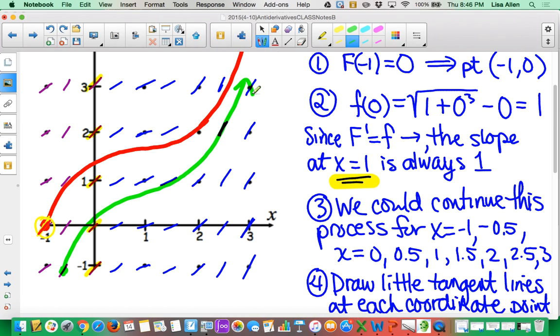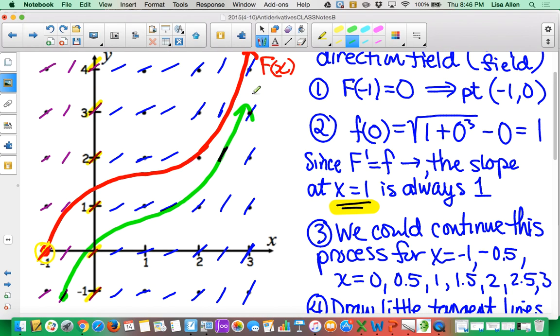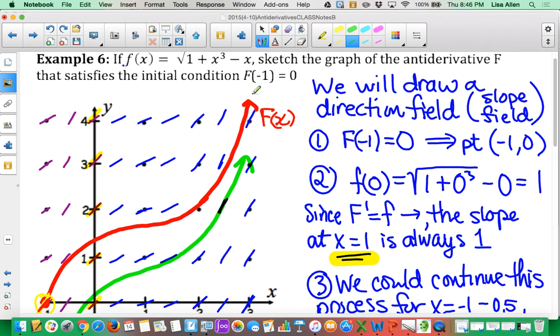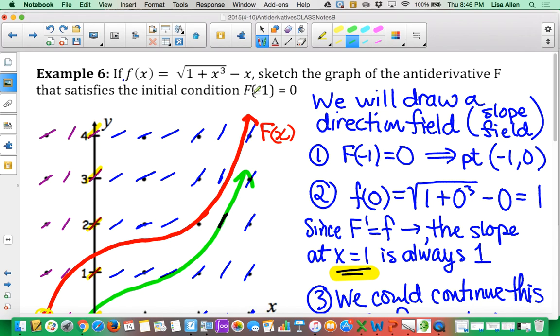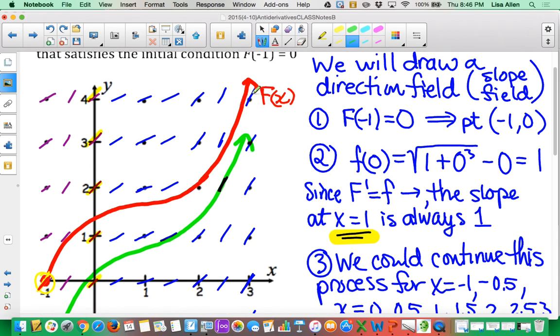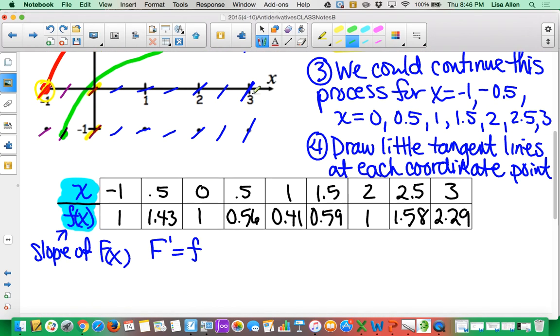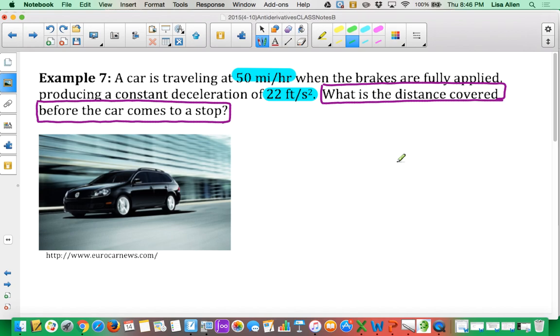So this is the slope field for a family of functions where we're graphing the antiderivative, capital F of x, of the function lowercase f of x. This is a topic that we will revisit in Chapter 10 in Calc 2. Okay, so let's try this next example.